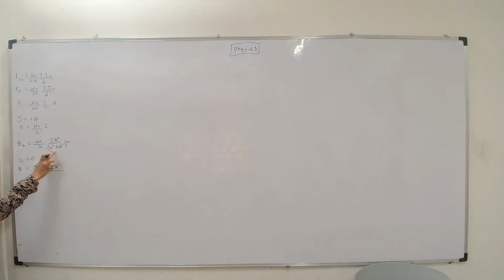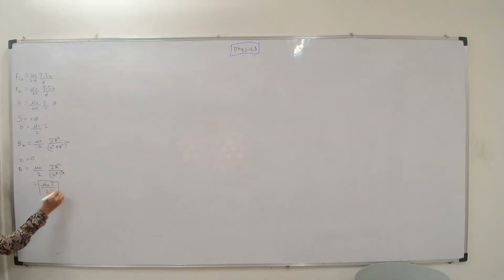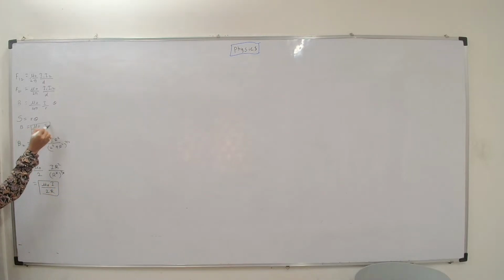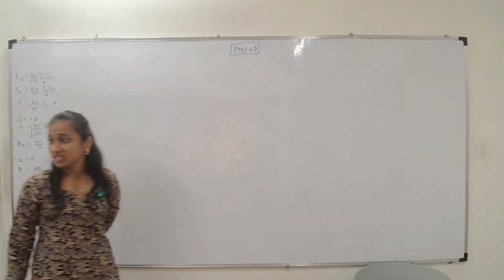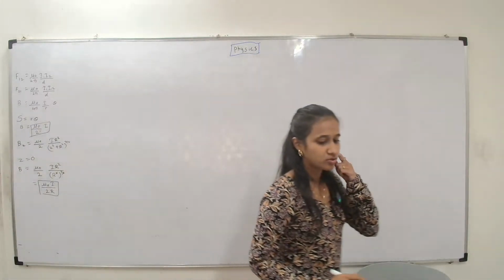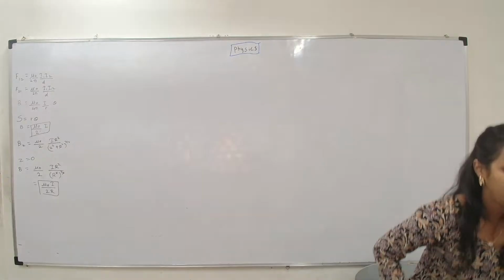Substitute z as 0 here, it will be r square raised to 3/2. This 2 will get cancelled. Okay, the denominator is r cube, and above is r square. It will be mu naught I divided by 2r, and this formula is very similar to the one we saw earlier. This is by observation.